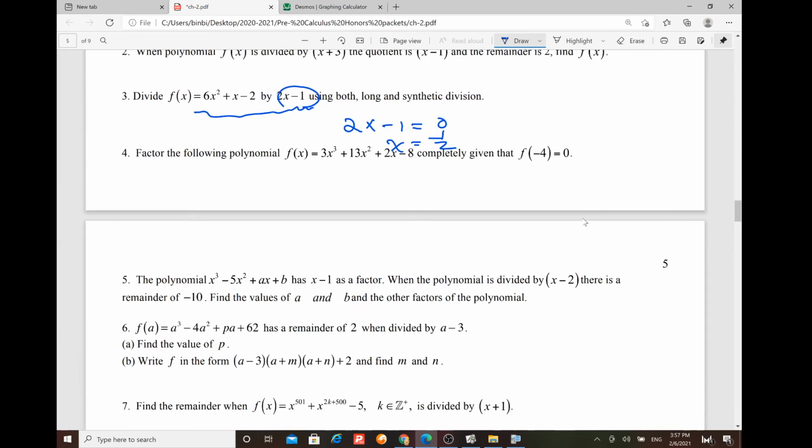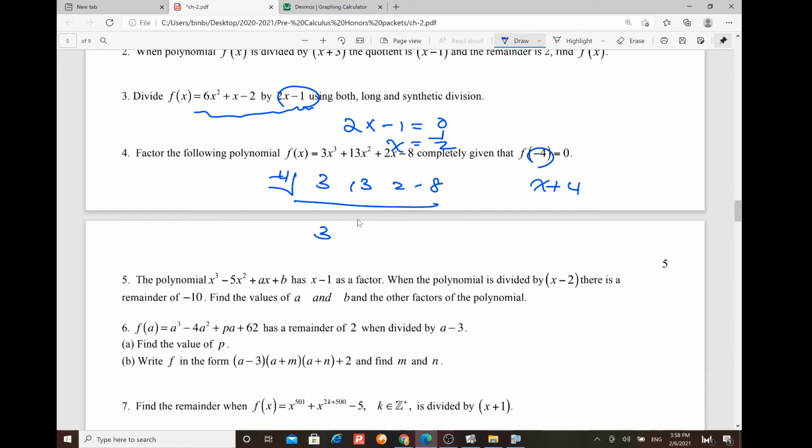So the next one I'd like to show you would be number 4: factor the following polynomial f of x completely, given that f of -4 equals 0. If you try to start off with p over q, there are a lot of possible rational zeros. But one of the zeros is given already. It's -4. So we can start off with synthetic division or the remainder theorem. We've got 3, 13, 2, and then -8. So start with -4, and let's find the new quotient.